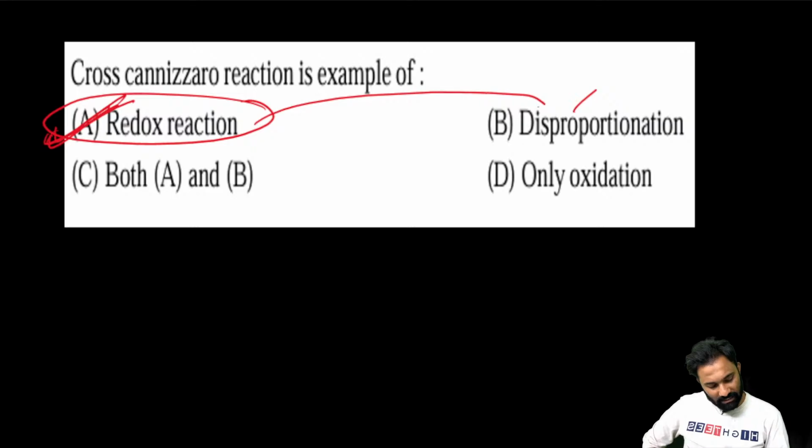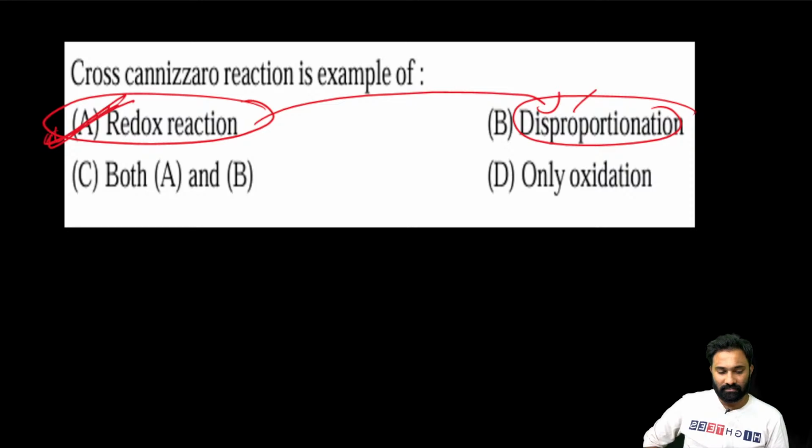In this redox reaction only, disproportionation will come. Disproportionation reaction is an example of the redox reaction. So not that disproportionation is the example of redox reaction. In this redox reaction only disproportionation will come. That disproportionation is also one type of the redox reaction only, right?